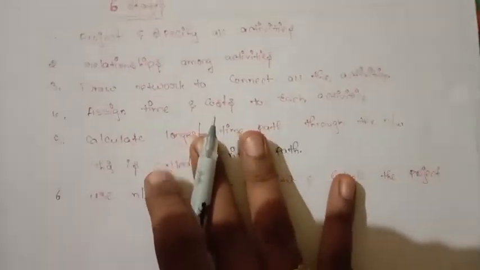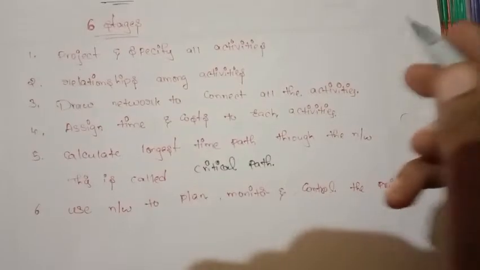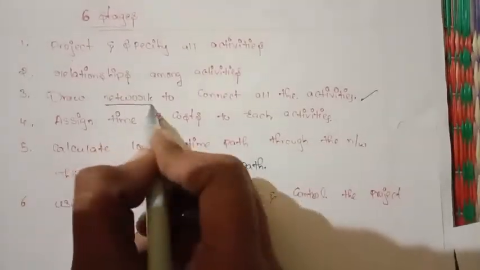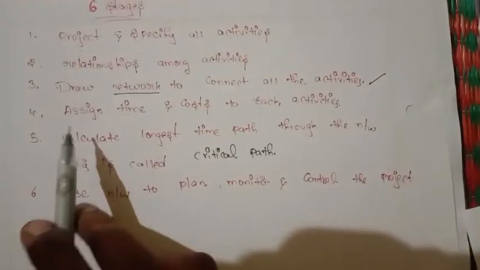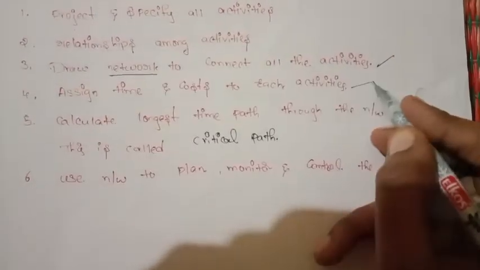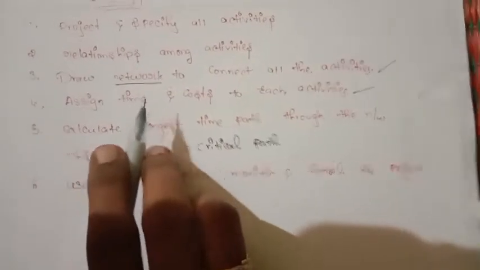The next step is to draw the network diagram connecting all the activities. This step is completed. We have drawn the network and combined all the activities. The next step is to assign the time and cost to each activity. In this fourth step, we assign the time and cost to each activity.